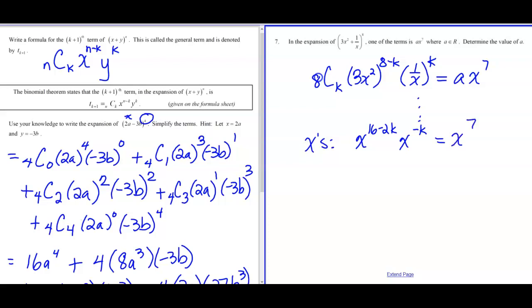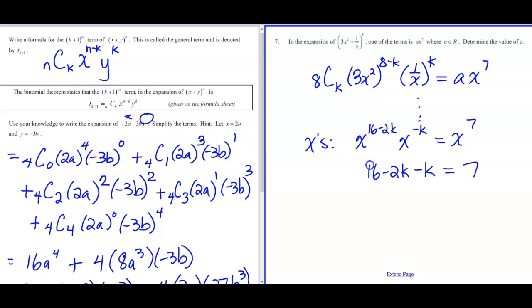So I'm just looking at the x parts of it. I'll go back and get the coefficient, but for right now, just the x's. To simplify this again, multiplying powers of the same base, add the exponents. I'm just going to look at the exponent parts.